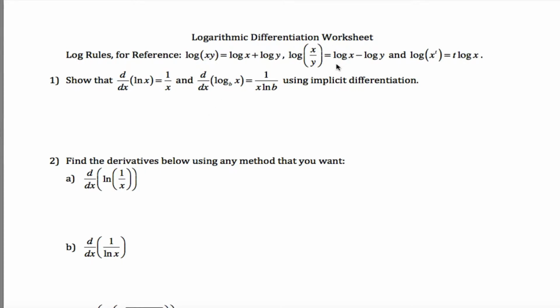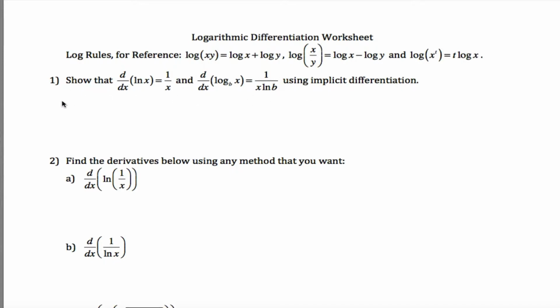Logarithmic differentiation worksheet solutions. I'll just do the first page in this one. In this first problem, you're asked to kind of prove two derivatives. Show that the derivative of the natural log of x is 1 over x, and the derivative of log base b of x, so any log, is 1 over x times the natural log of b. And the way you do that, you can use implicit differentiation.